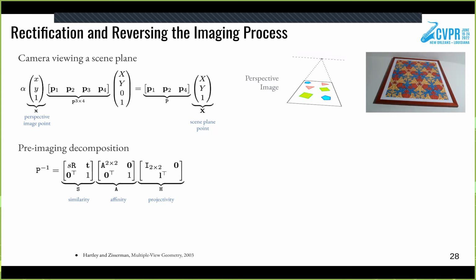On the left side, you see our equation for a camera viewing a scene plane, which we introduced before. This transformation P can be inverted and then decomposed, in particular into a projectivity, an affinity, and a similarity. Basically, we can remove the projective distortions, and we can remove the affine distortions, and we can get within a similarity of the scene plane. With the constraints that I'm going to introduce, that's as far as we can go.